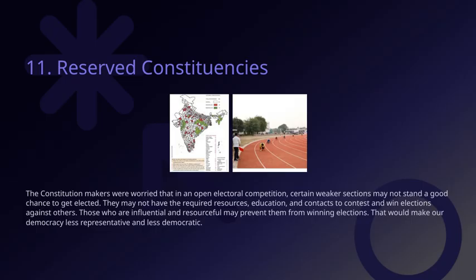Additionally, influential and resourceful individuals or groups might use their power to prevent these weaker sections from winning elections. If that happens, our democracy becomes less representative and less democratic, because it doesn't truly reflect the diversity of our society. That's why the concept of reserved constituencies is so important. It helps ensure that everyone, regardless of their background, has a fair opportunity to be part of our democratic process.